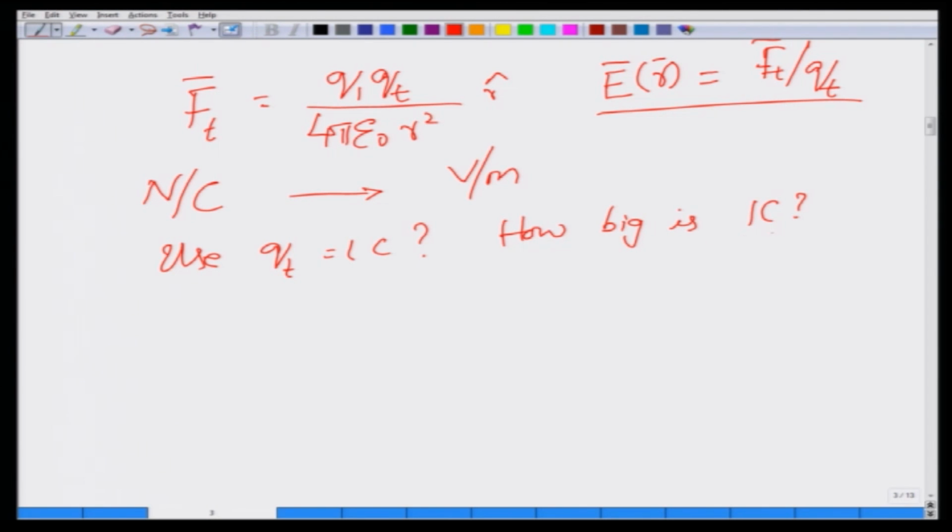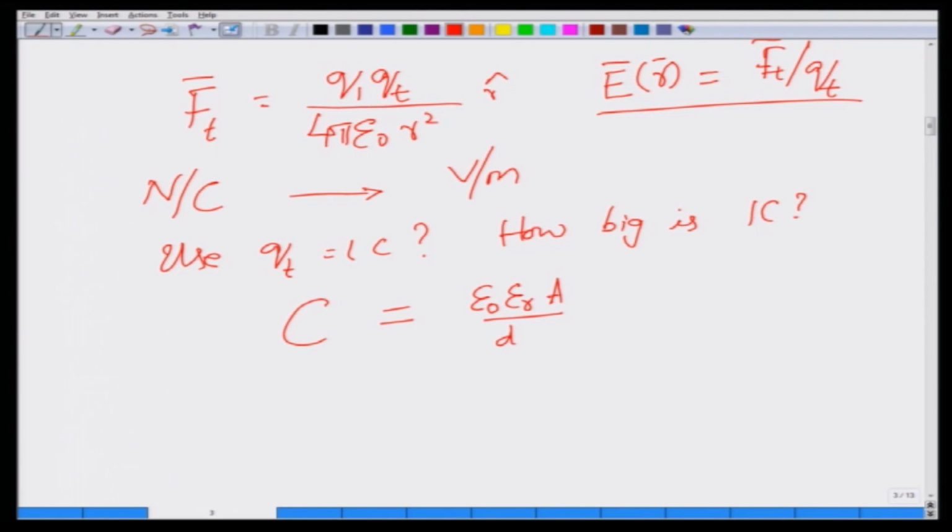To get an idea of how big 1 coulomb really is, I will use a formula that you are all hopefully familiar with, the formula for a capacitor. The capacitance of a parallel plate capacitor is given by epsilon 0 epsilon r A by d, where d is the separation between the two parallel plates and A is the area of the plate. We have already seen epsilon 0 is the permittivity of free space, which is of the order of 9 into 10 to the power minus 12 farad per meter, and epsilon r is the dielectric that fills the parallel plates.